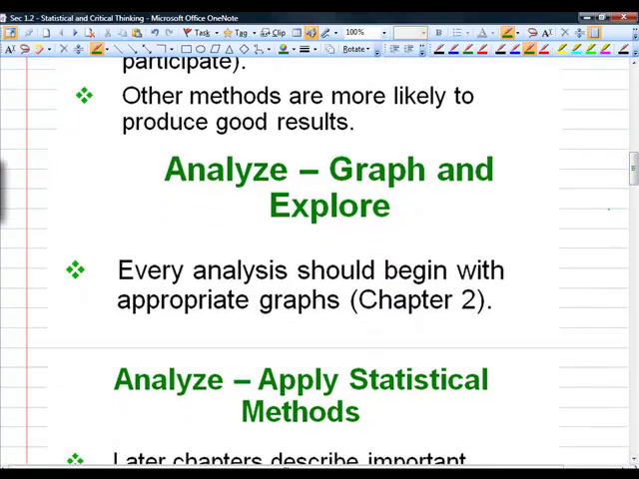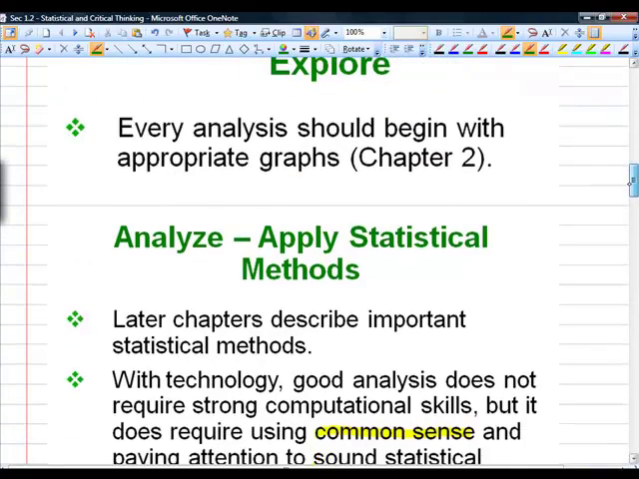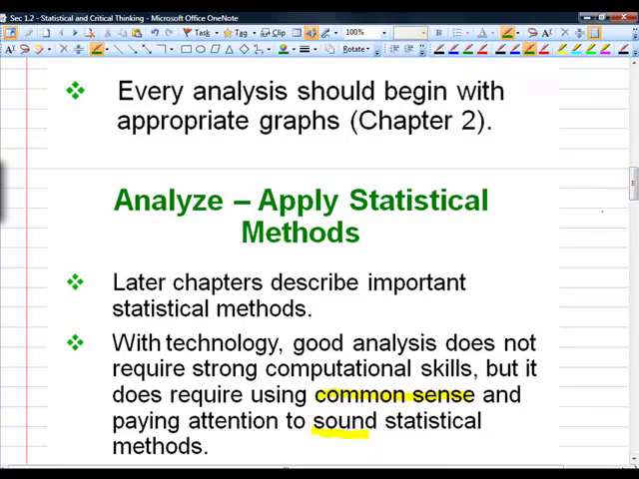Once you've collected your data, you've prepared it, you're now ready to analyze the data by graphing and exploring. Every analysis should begin with the appropriate graphs. In Chapter 2, we'll get a better idea of what some of those graphs will look like.